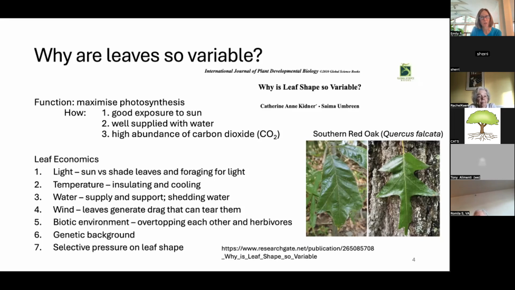The last one I'm going to talk about is biotic environment, overtopping each other, and herbivory. Different leaf shapes are important because sometimes herbivores are using a search image to find food. If your leaf looks like the leaf that they like to eat, then you have a problem. So if you have a different shaped leaf, you're in better shape. Genetics is a little bit hard, and then selective pressure on leaves is another piece that happens. So this is the why are they so variable?